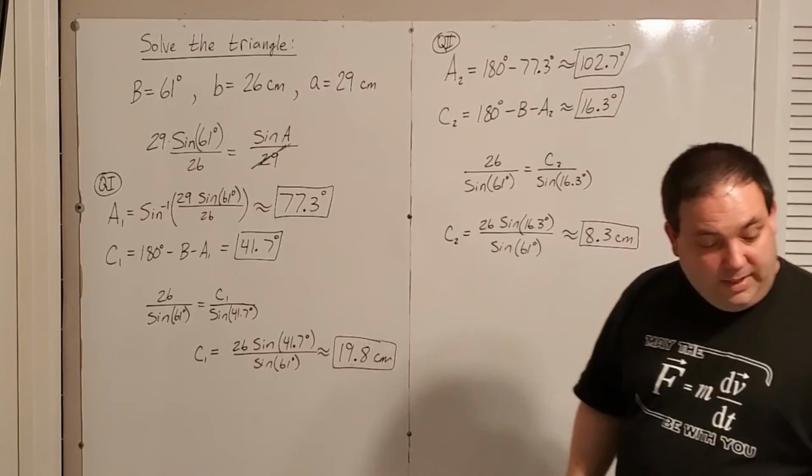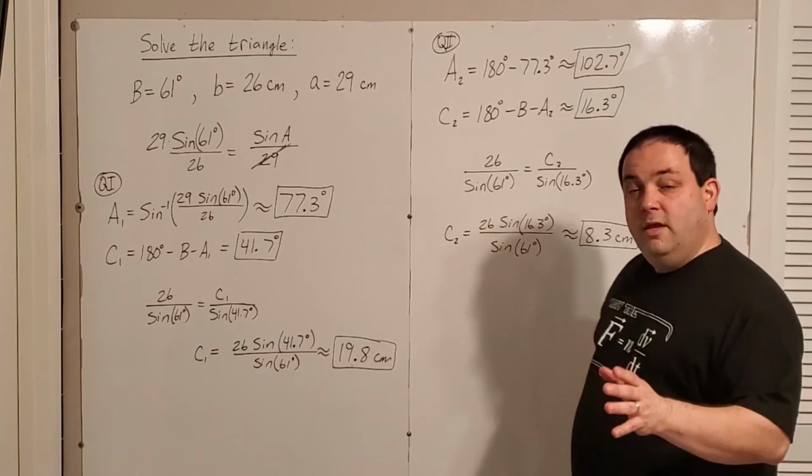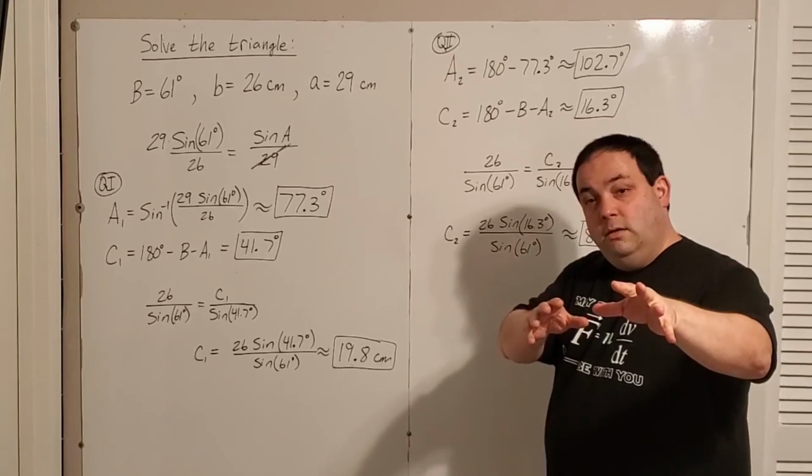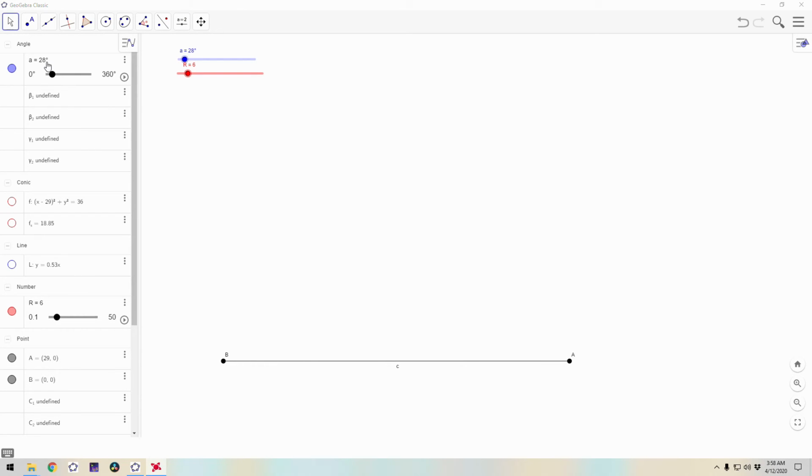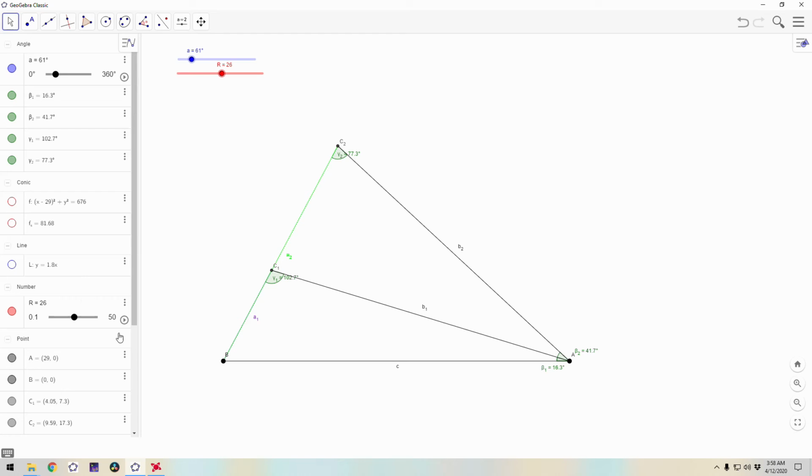So, as I was saying at the beginning of this, let's finish out with taking a look at what these two triangles look like, and you can see how they line up. Our original information was we were given a 61 degree angle. So let's change that. And then our two sides were 26 and 29. So the 29 is already set. I'm going to set the 26 now. And there we have it, right there.